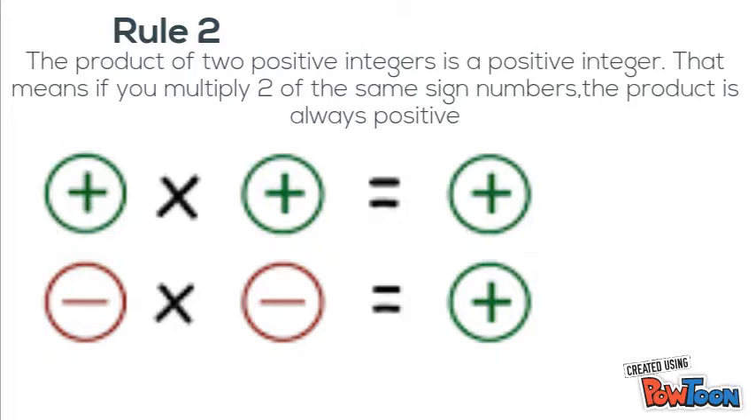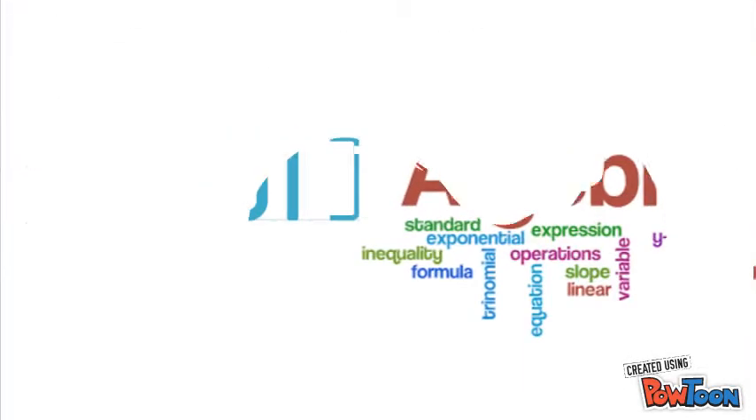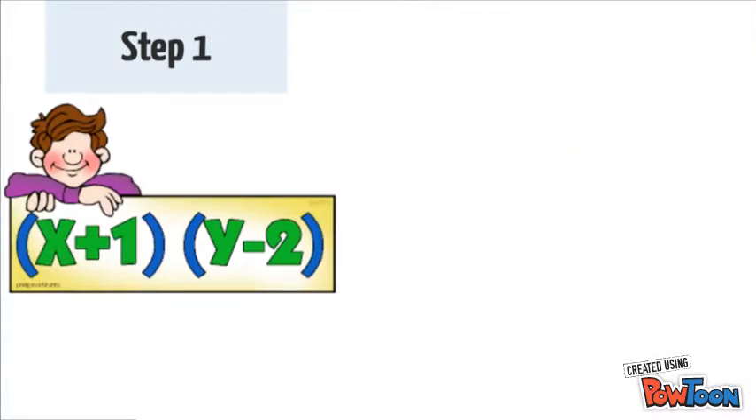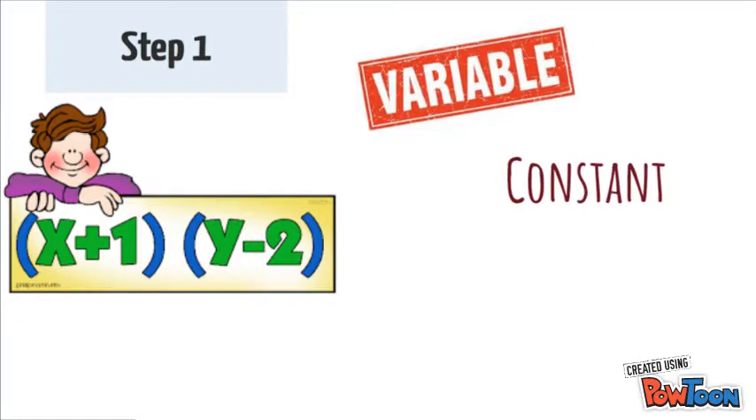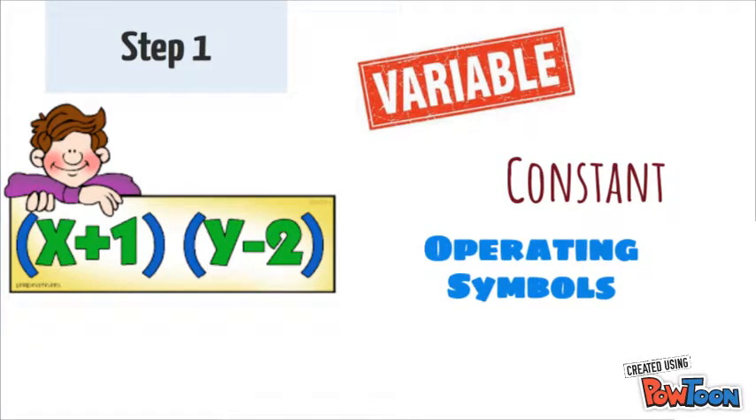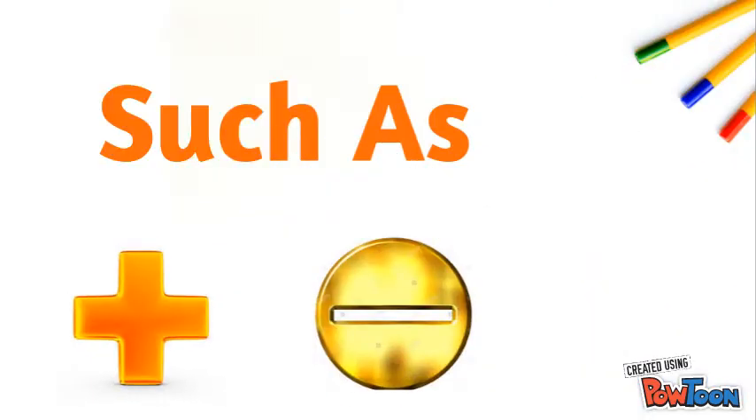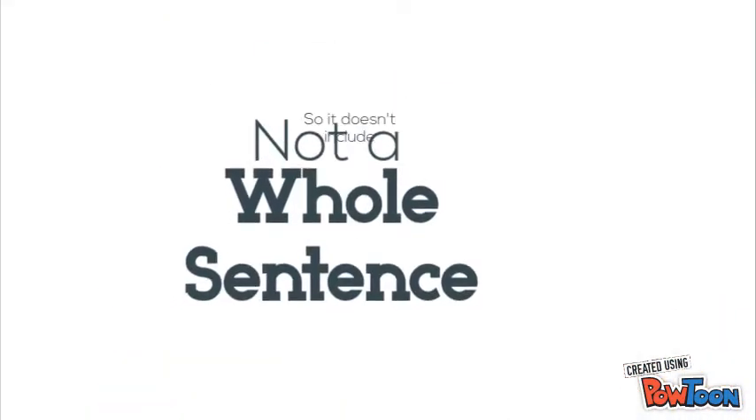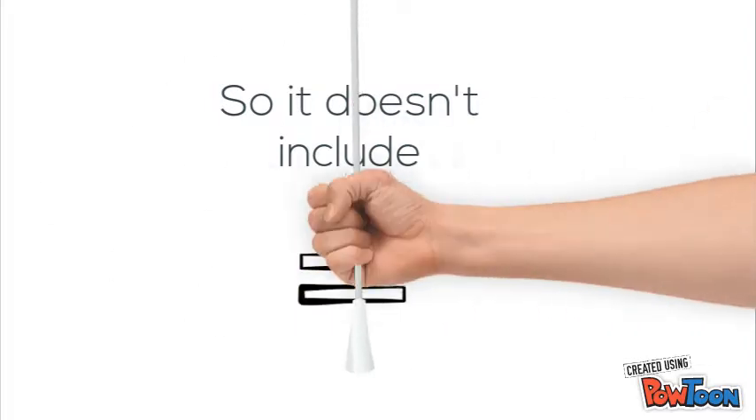So, before proceeding to our topic, we will have a short recap about some important vocabulary words of algebra that we will use for our tutorial today. First, algebraic expression. An algebraic expression is one or more algebraic terms in a phrase. It can include variables, constants, and operating symbols, such as plus and minus signs. It's only a phrase, not the whole sentence, so it doesn't include an equal sign.